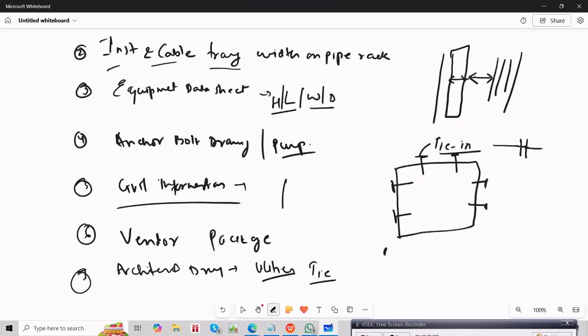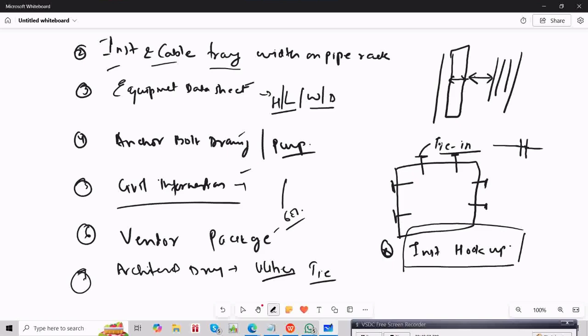Now the eighth one is called the instrument hookup drawing. This is one of the most important drawings, very much important, along with civil information and anchor bolt. The vendor package will come after 60%, when the project is nearly finished, because we don't touch those lines till we have the information. And the most important is the instrument hookup drawing.